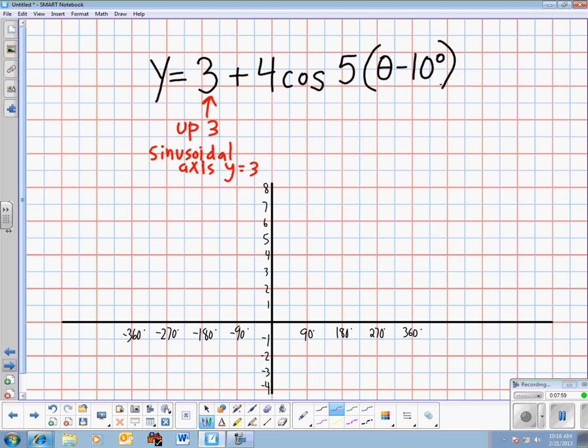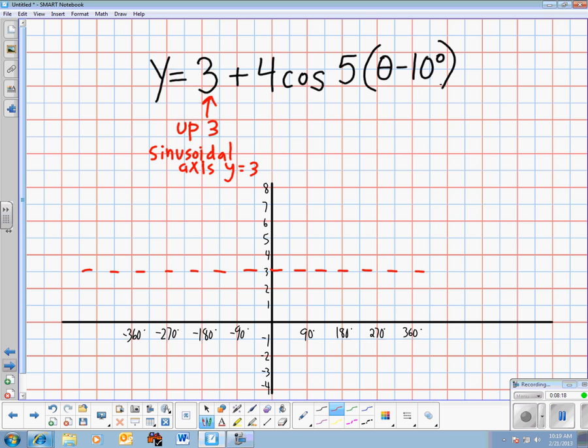Which means at 3, we're going to have our new sort of ground level. You can just indicate that with a dashed line or a light line. It's not part of the graph. It's just we've moved what used to be laying on the x-axis, we moved that up 3.